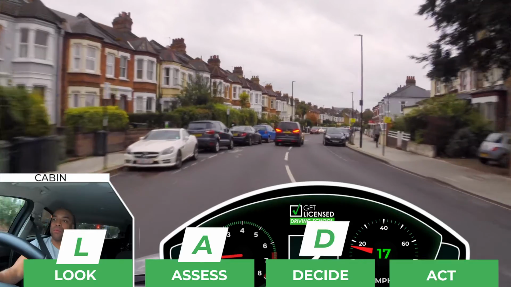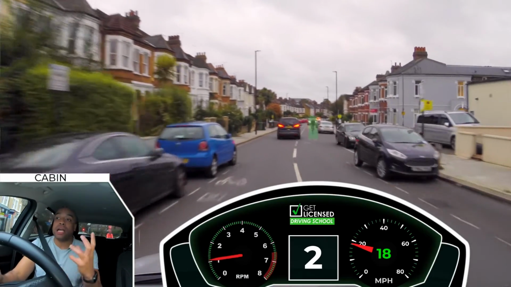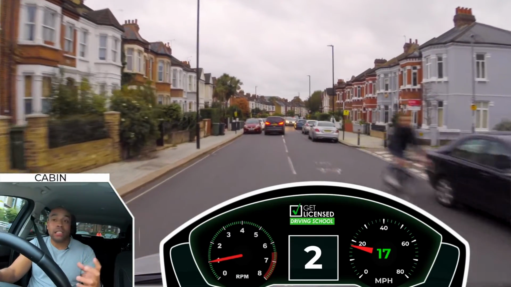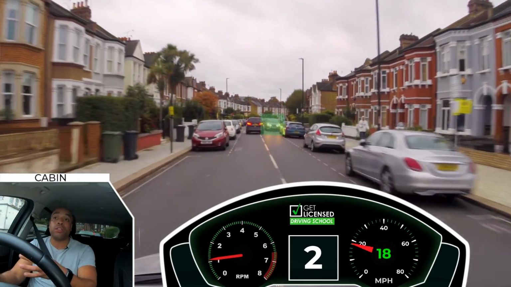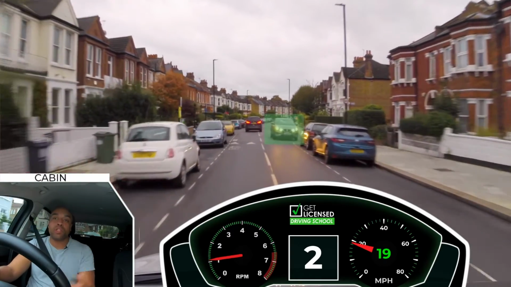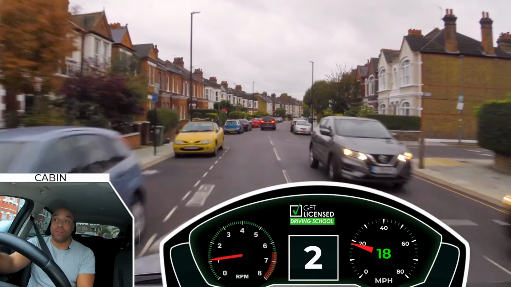That's last. So always assessing the road, cyclist ahead. Assess the situation. What's that car going to do? Are they going to stay there? Decide what to do. I'm carrying on down the road, and then act on it.